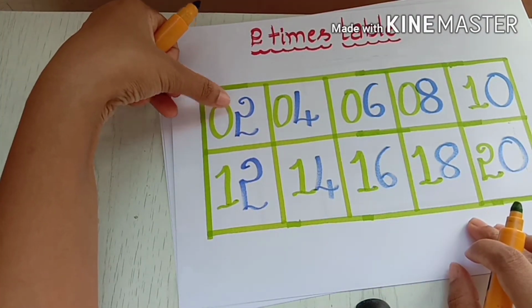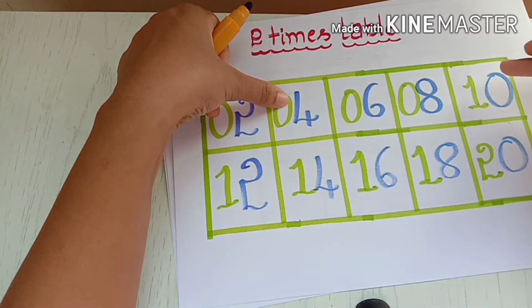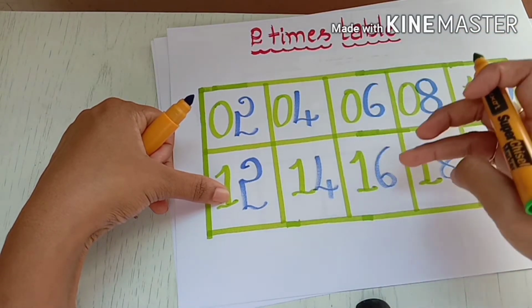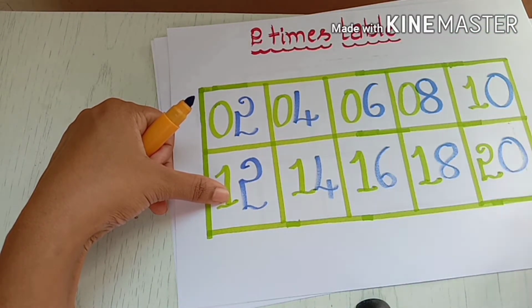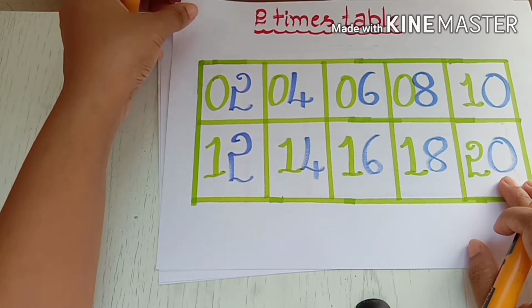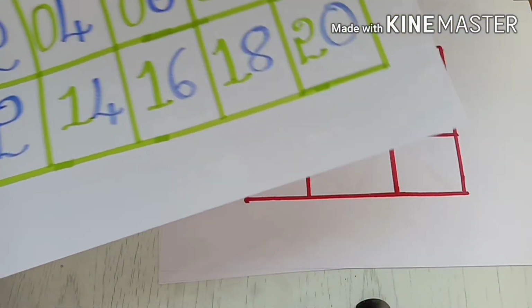2 ones are 2, 2 twos are 4, 2 threes are 6, 2 fours are 8, 2 fives are 10, 2 sixes are 12, 2 sevens are 14, 2 eights are 16, 2 nines are 18 and 2 tens are 20. This is the trick behind writing the 2 times table. Understood? Okay, come, let us go to the 3 times table now.